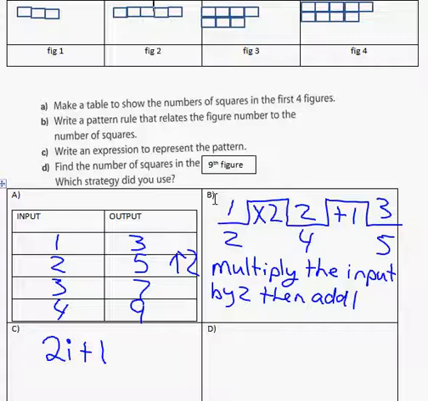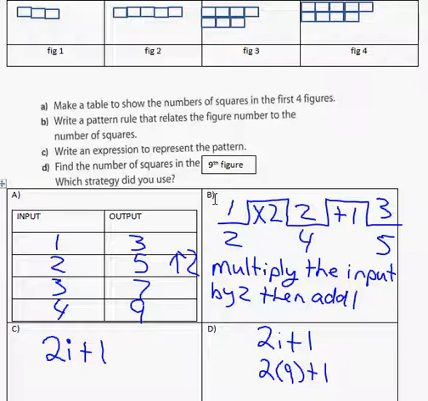And then find the number of squares in the 9th figure. What strategy did you use? Well, personally, I don't like to just extend the chart because that's too easy. I want to do it the more difficult way and also the more useful way. I'm going to use the expression. So 2I plus 1. Instead of I, put in a 9 for the 9th figure, the 9th input number. So 2 times 9 plus 1.